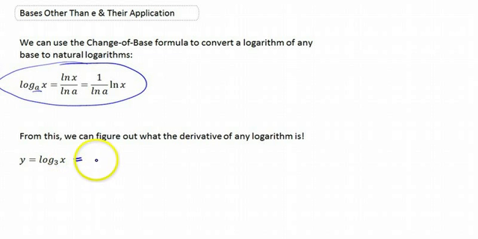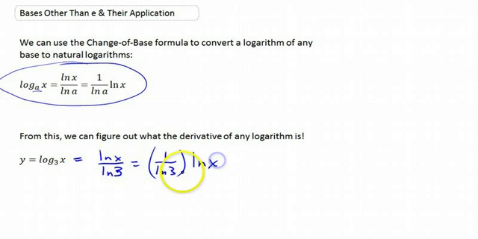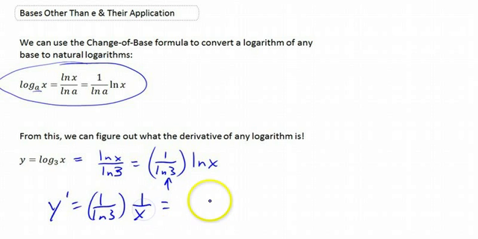If I've got the log of x base 3, that's equal to the natural log of x over the natural log of 3. And I can rewrite that as 1 over the natural log of 3 times the natural log of x. That's just a constant. That's like a coefficient. And so the derivative of that will equal our coefficient times the derivative of the natural log of x, which is 1 over x. And we get 1 over x natural log of 3.